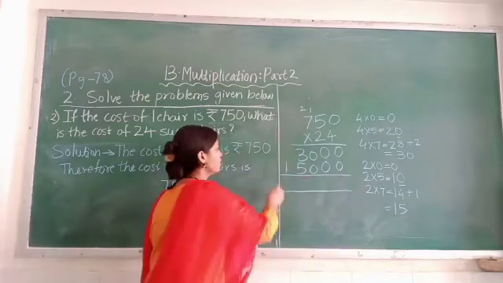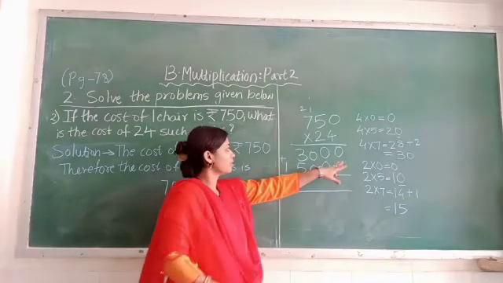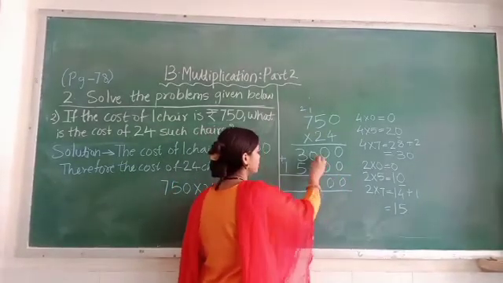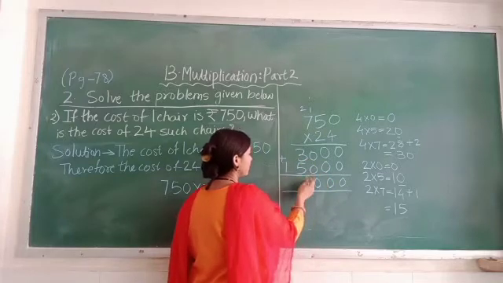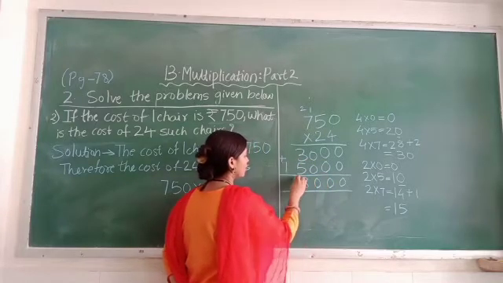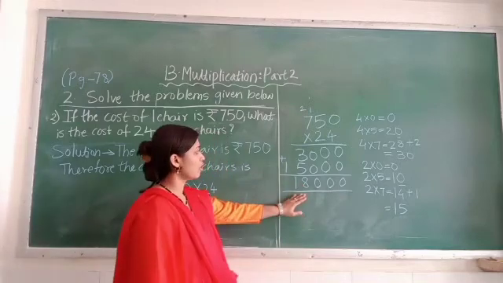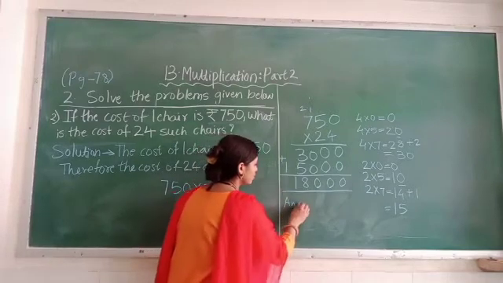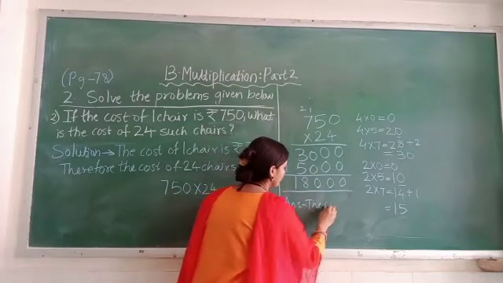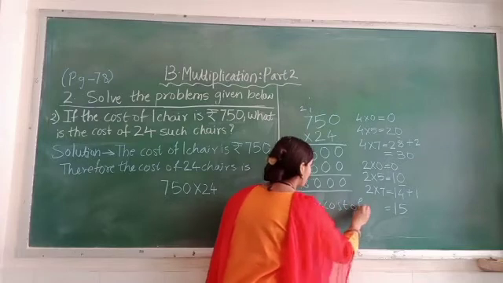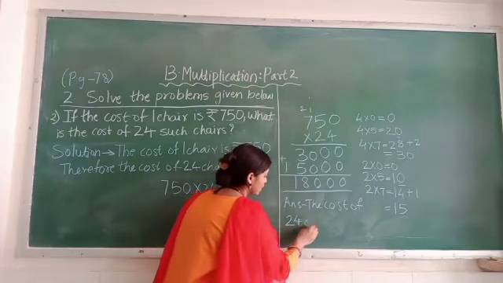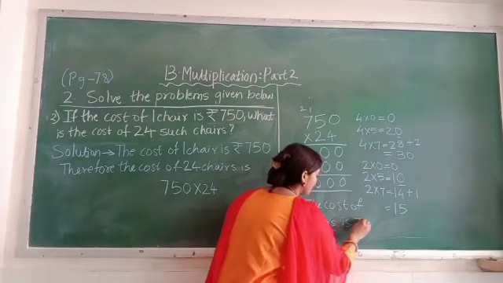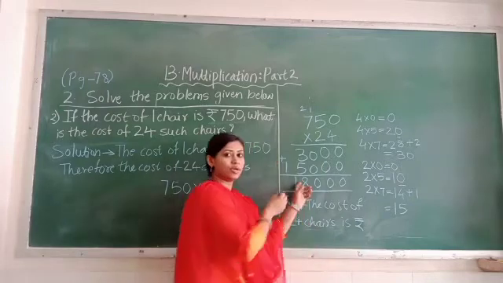Now what will we do? The next step, we will add. 0 plus 0 is 0. 0 plus 0 is 0. 0 plus 0 is 0. 3 plus 5 is 8 and 1 as it is. So how much did it become? 18,000. So what is the answer? The cost of 24 chairs is rupees how much? 18,000.